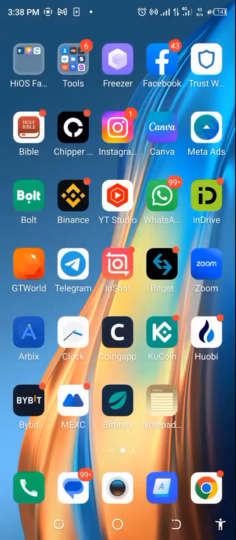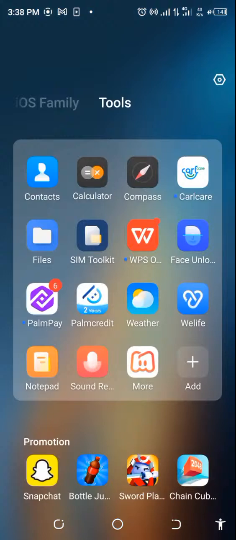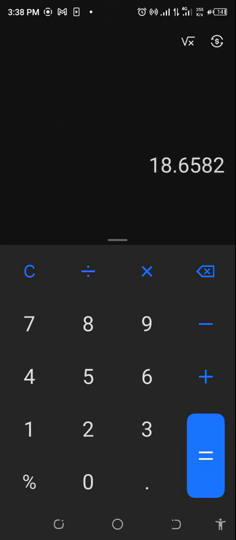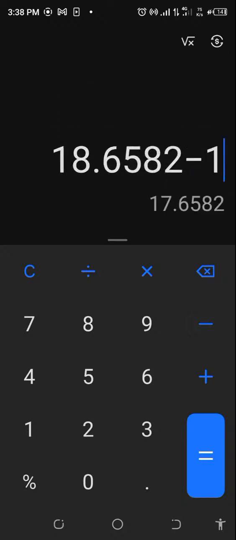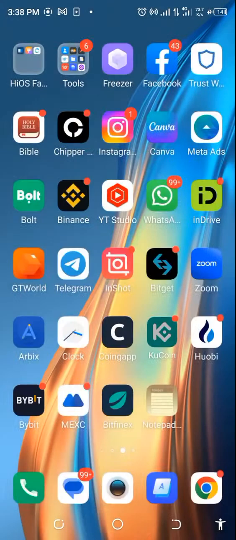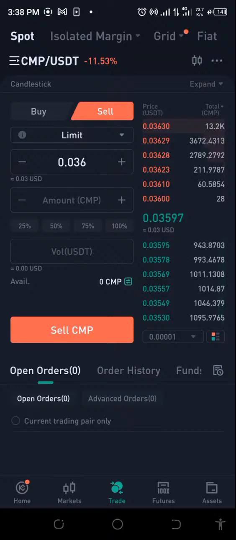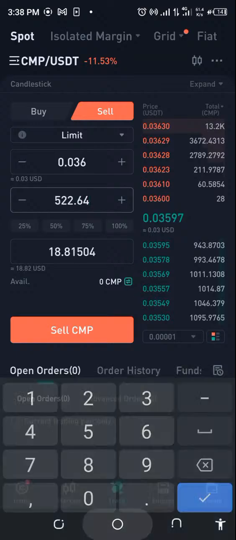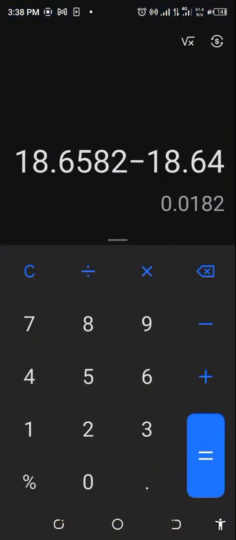Don't forget that what we're using is, let's be sure, 18.65. There's still supposed to be some profit, right? So if we say that's 18.64, am I right about that? Let's just quickly check before I waste too much time doing all the 522.64. Am I right? Yes. So we're going to get 18.81. Okay, let's go ahead.